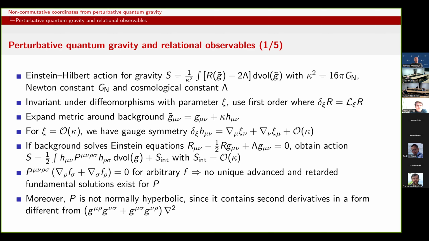Of course. So this gauge symmetry immediately translates into the fact that the operator P annihilates such symmetrized derivatives. I put arbitrary f, let's say compactly supported again. And that means, of course, that there are no unique advanced and retarded fundamental solutions. So already the first step in the construction at this point seems to fail. Of course, there's a way around, otherwise I wouldn't be working with this. But this is one of the issues. And the second issue is that P is not normally hyperbolic because it contains second derivatives in a form that is different from just nabla squared with some metric. So this also makes the construction of these fundamental solutions, even if they would exist, quite difficult.